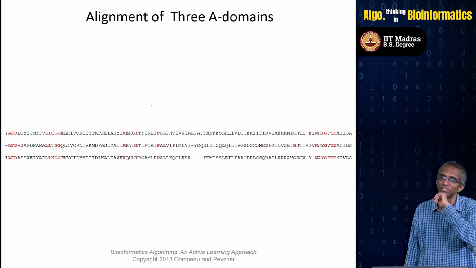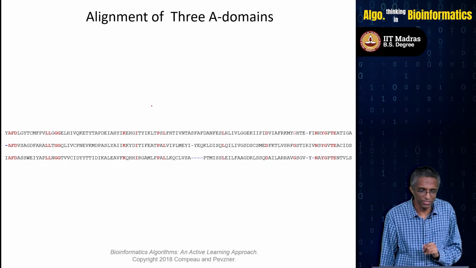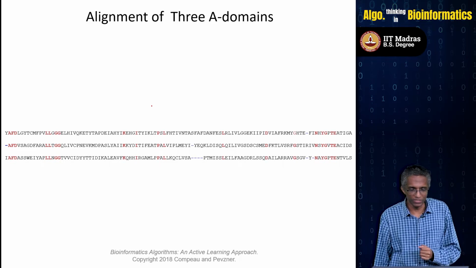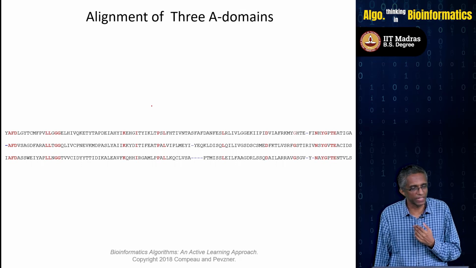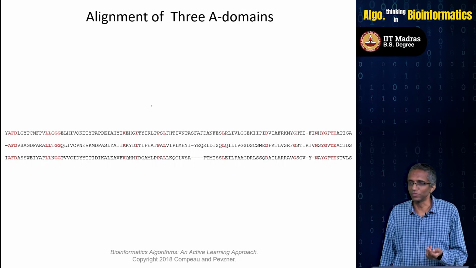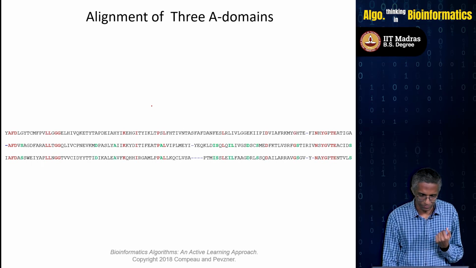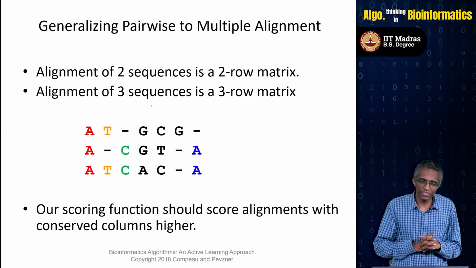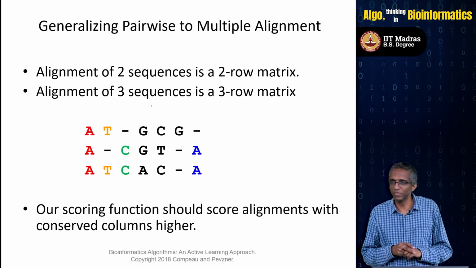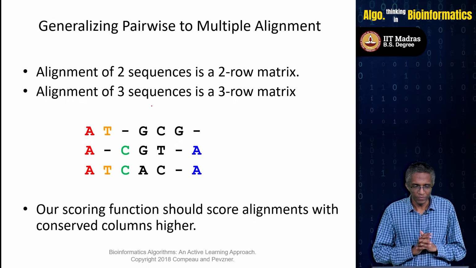In the first problem we started with, there is this NRP synthetase, and there are three different A domains that make up three different amino acids. There also we had three sequences, so we need to do three-way alignment, not two-way alignment. Given that motivation, how would you approach this problem? That is what we will spend time on shortly.